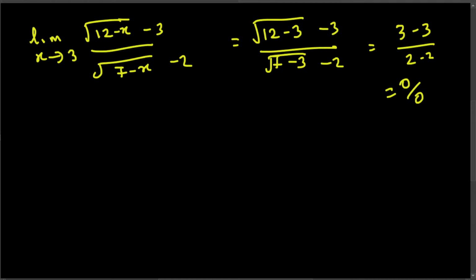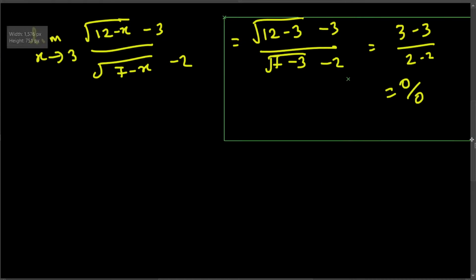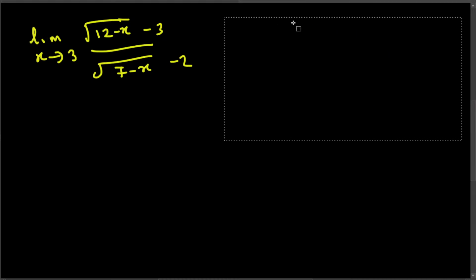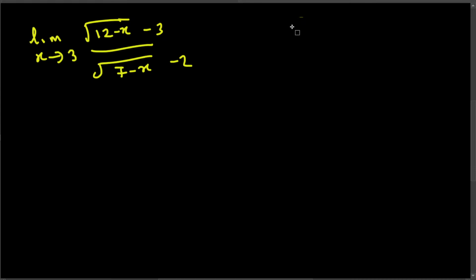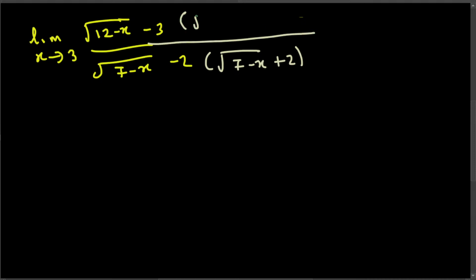Now let's see what other method we can use. Since this is a radical function, we can multiply this one by its conjugate. Now let's do that. You can multiply the conjugate in the numerator or in the denominator. Now let's try the denominator one. I multiply the denominator by its conjugate, that's going to be square root of 7 minus x plus 2, and I do the same thing in the numerator as well, that is square root of 7 minus x plus 2.